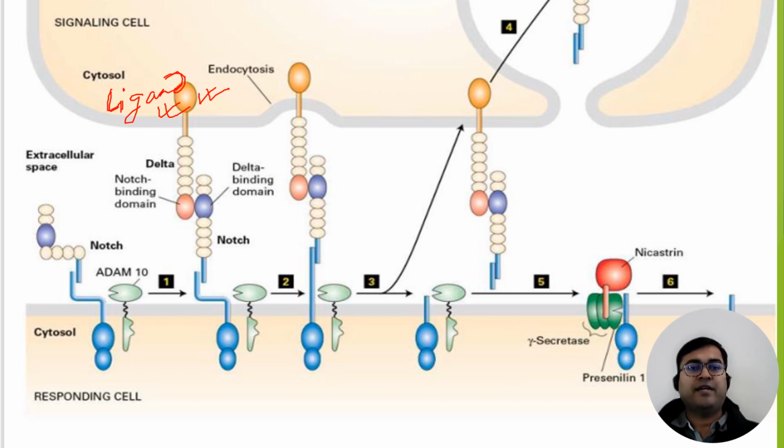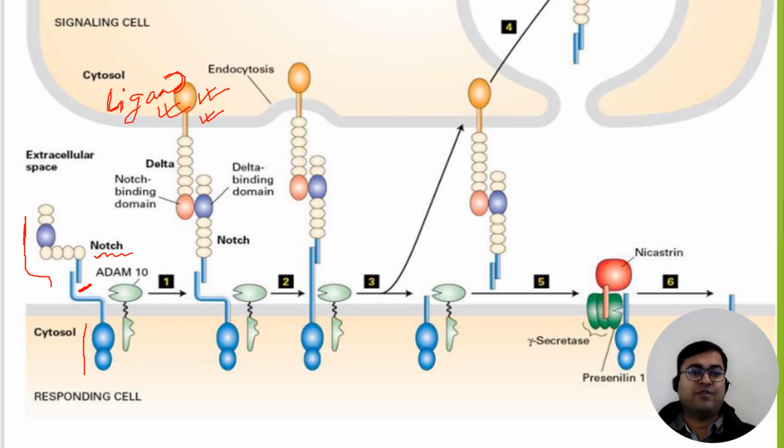So this ligand which is delta here interacts with receptor which is notch. If we try to understand the structure of this notch protein, it has one extracellular domain and then it has one cytosolic domain. The extracellular domain of this notch has two fragments, and these two fragments are attached to each other with non-covalent bond. Means this is loosely connected.